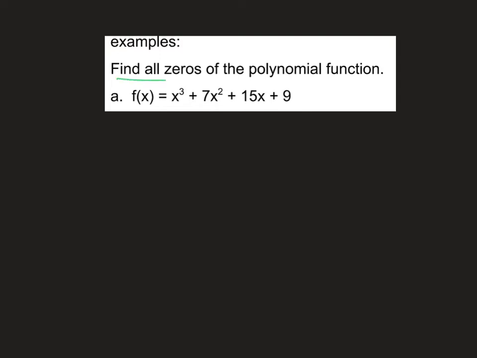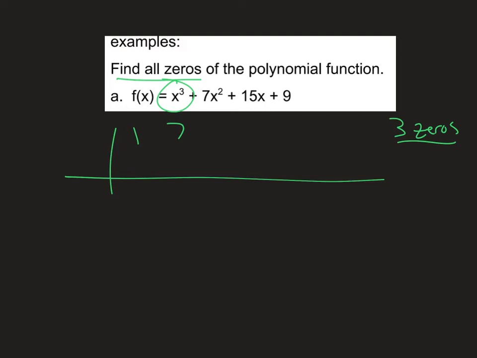Here, you're going to find all the zeros of the polynomial function. How many should there be? There should be 3 zeros. Will they all be real numbers, rational numbers, complex values? Can't tell you that part. All I can tell you is I'm going to start by setting up my synthetic division: 1x to the third, 7x squared, 15x, 9. I should land with a 0.